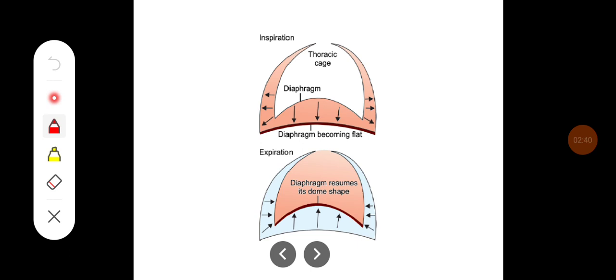So this is the diagram showing the contraction of the diaphragm. When diaphragm contracts, it is pulled down, and the vertical diameter of the thorax is going to increase. Exactly opposite thing is going to happen during expiration. When muscle relaxes, the diaphragm is going to move in upward direction, and the vertical diameter of the thoracic cavity is going to reduce.